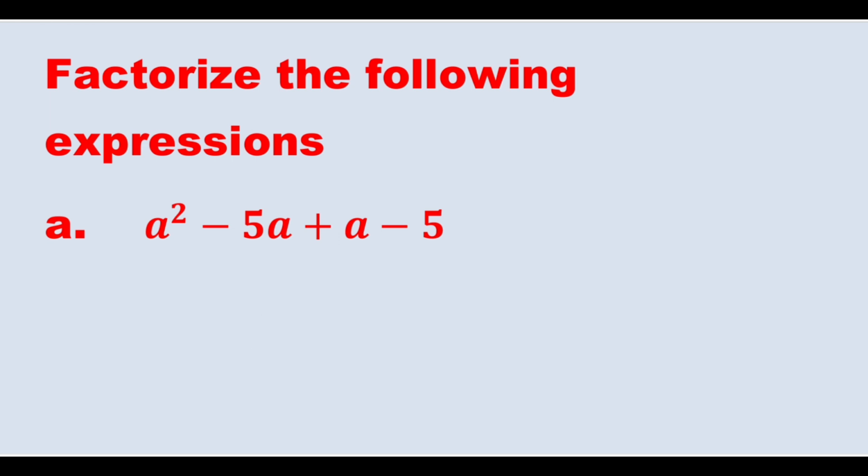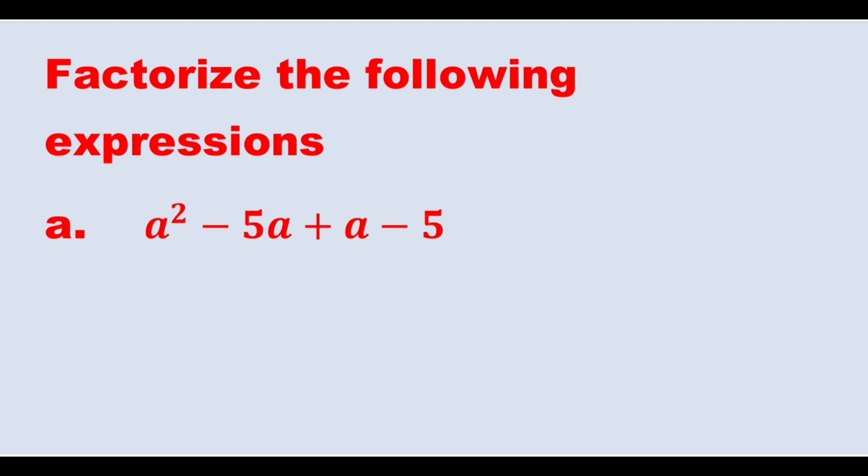We faced some questions like this. We are told to factorize a squared minus 5a plus a minus 5. And I said that one step has already been done for us. So what remains is to put this into two brackets, and then we factor out what is common from each bracket, and then we pick what is outside the bracket and put it in a single bracket. Then we pick the other pair of brackets, and we multiply.